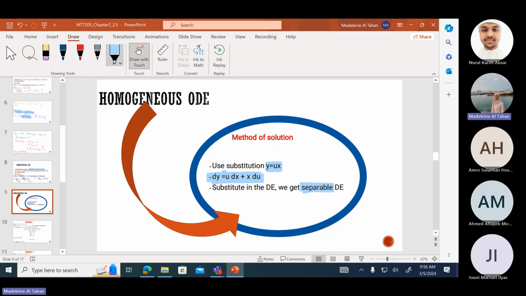The method of solution, are you okay with it? So first, check if it's homogeneous, same degree. Then use the substitution y equals ux, and then substitute instead of dy, u dx plus x du, and we will get a separable differential equation. Please write them down in order to use them for the first example.